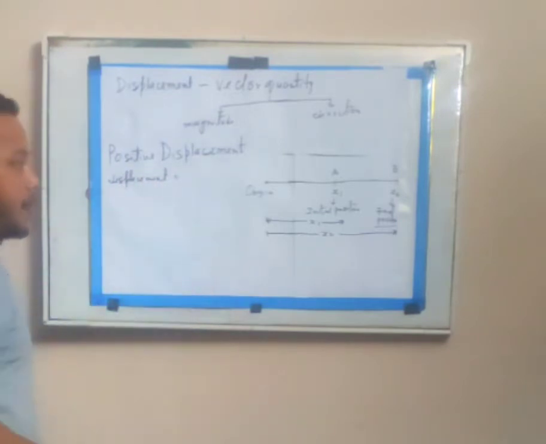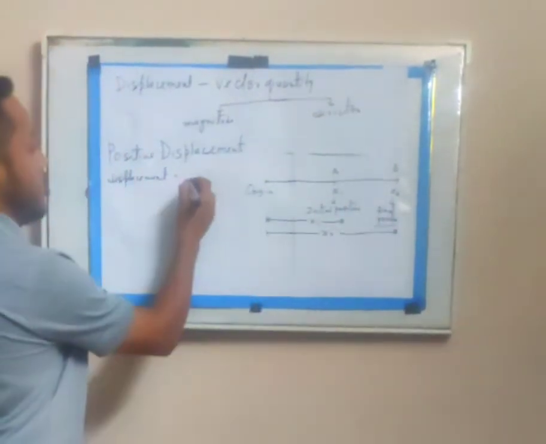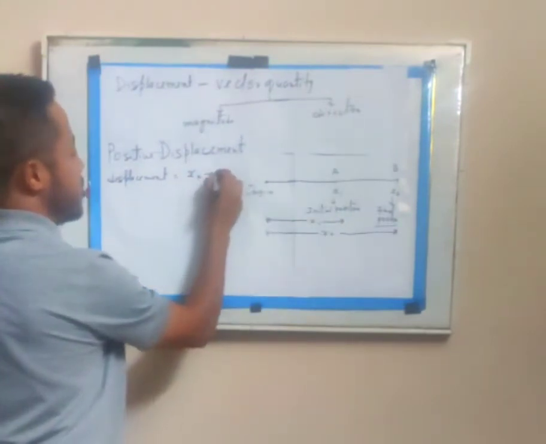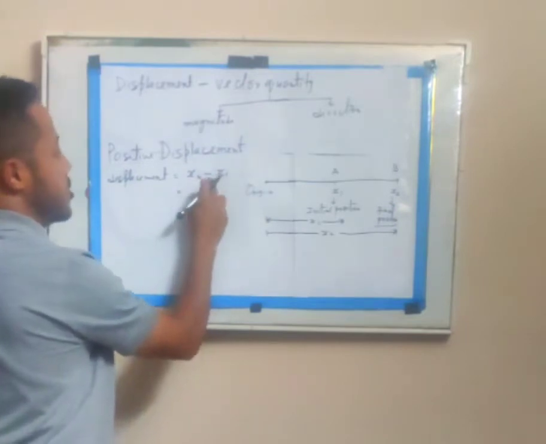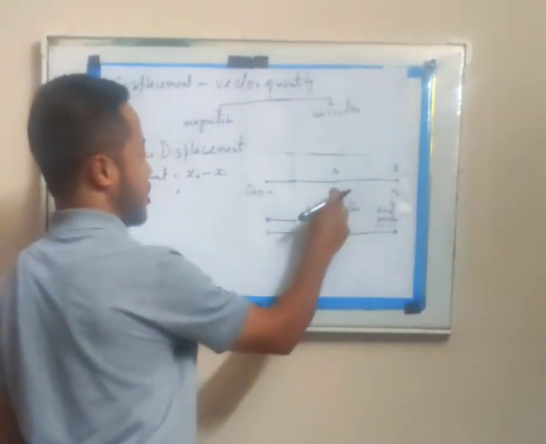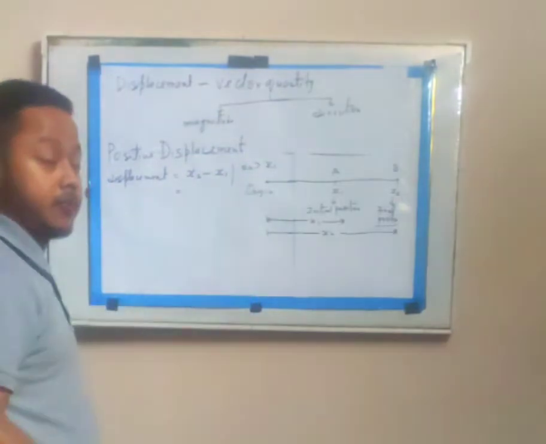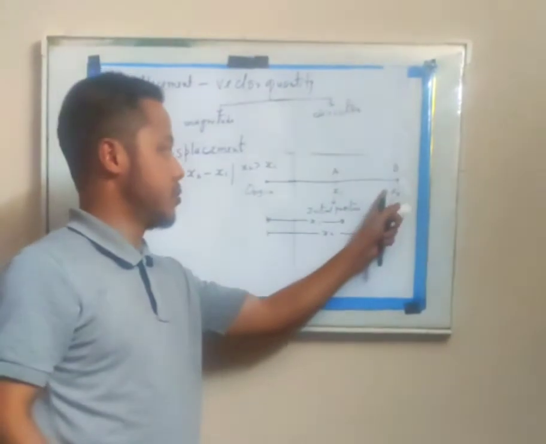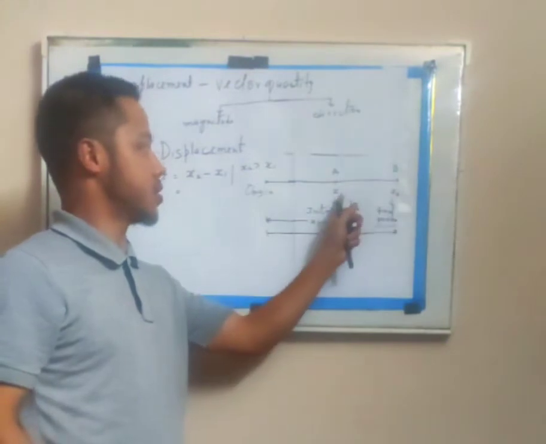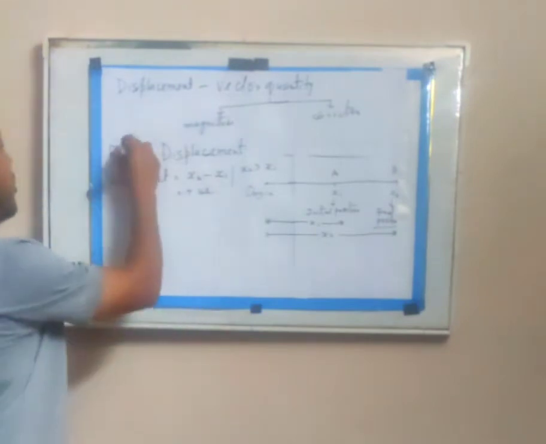Displacement in this case will be the final position minus the initial position. Here the final position is x2 and the initial position is x1. So x2 minus x1. On this number line, x2 is definitely greater than x1, so x2 minus x1 will be positive. This is called positive displacement.